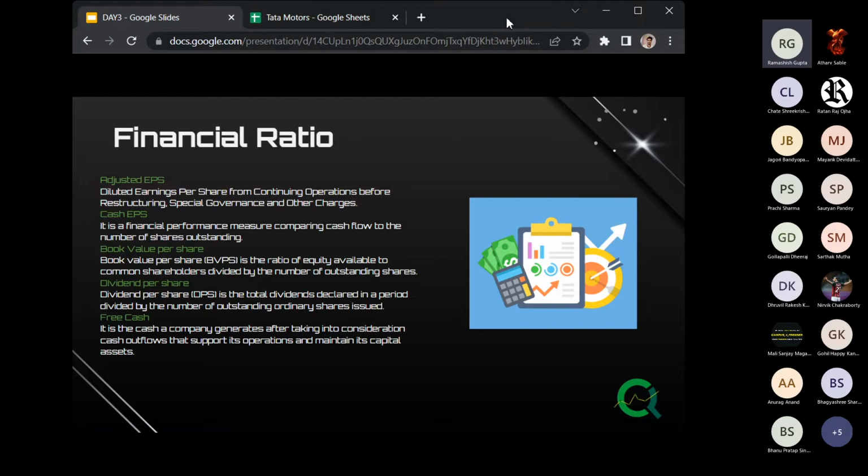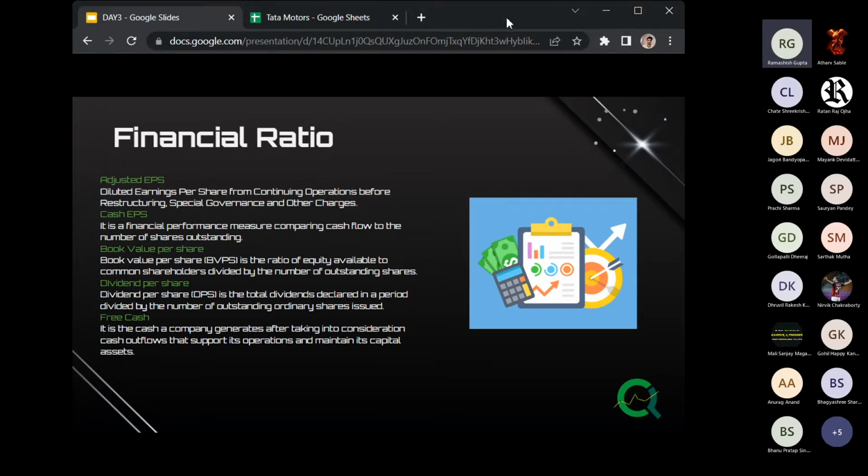Next is dividend per share. That is basically the amount of dividend a company pays to its shareholders in exchange for them buying the share. Usually, dividend is not paid by companies that have a lot of debt. Like in the case of Tata Motors, it is not paying dividend right now because it has a lot of debts.